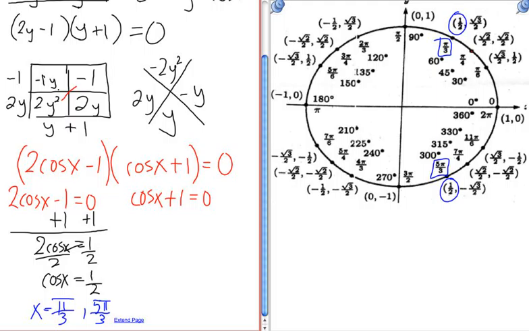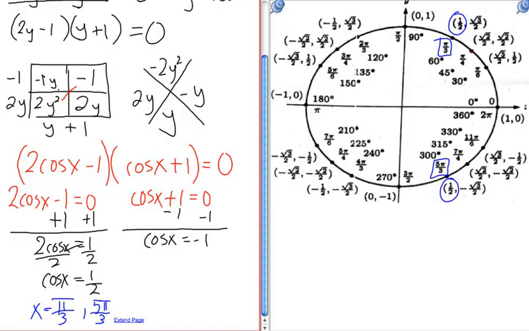Those two solutions will give me a cosine of x equal to 1 half, from 2 cosine of x minus 1 equal to 0. So now let's take a look at this other equation. We're going to solve for cosine of x in the other equation as well. Cosine of x equals negative 1.